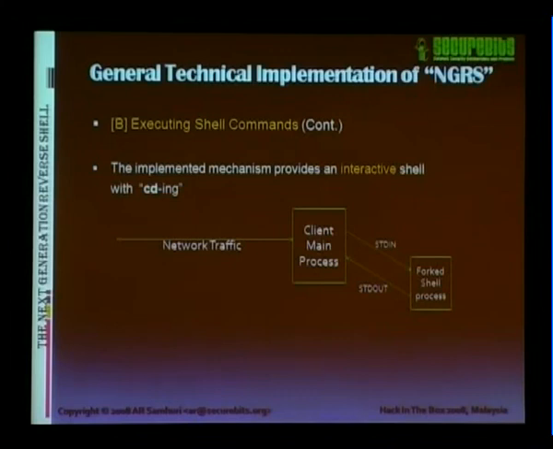Okay. Here's the diagram. You can see the main process forks a shell process, and then the shell process is piped to the main process, and any command coming to the main process can be diverted to the forked process. And then the result is read back from the forked process.